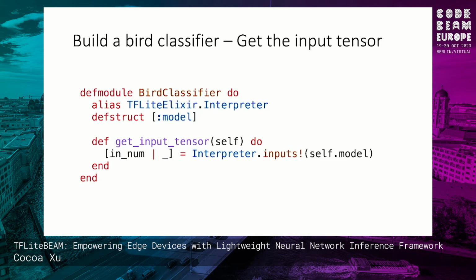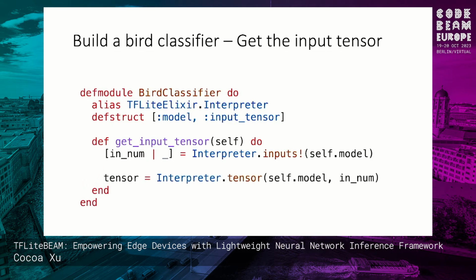The first one is your original image, and the other one is your style image. So in that case, you need to set the correct data for both input tensors. As for this example, since we only have one input tensor, I will simply add another field called input_tensor in the defined struct. And then I will use Interpreter.tensor to get that input tensor with its index number.